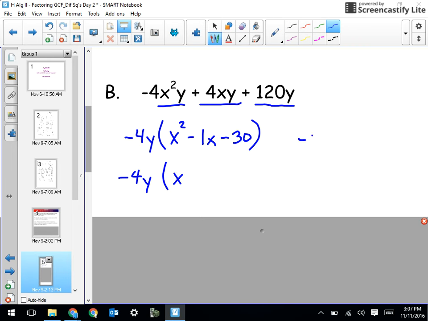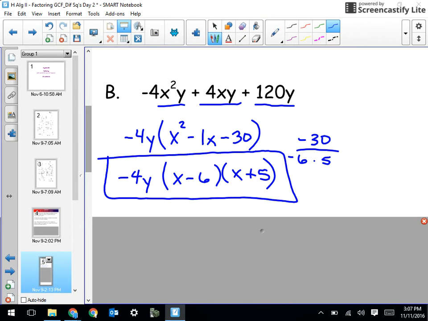x, okay, so almost went straight to it. Factors of negative 30 that add to get negative 1: negative 6 and a 5. x minus 6, x plus 5. All right, so x minus 6, x plus 5, the whole thing is my answer there. Please don't forget about that negative 4y. That's an important part right off the beginning.